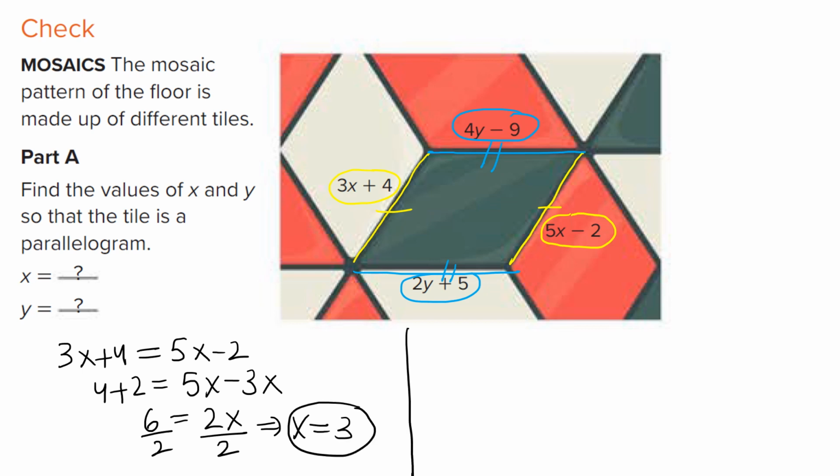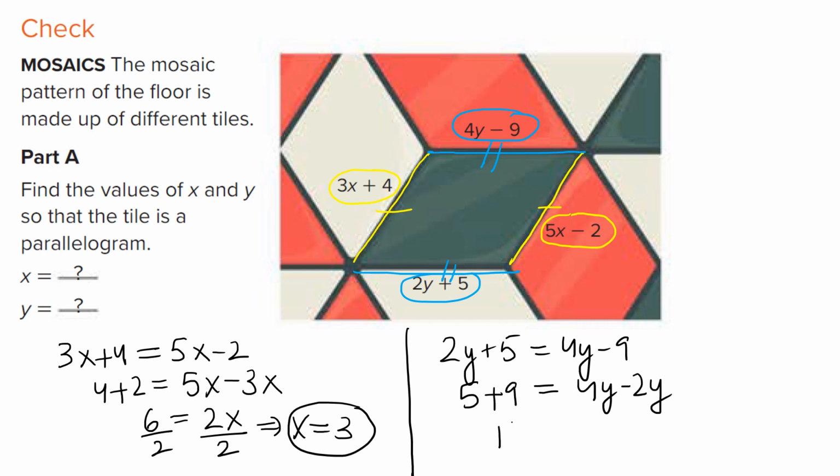Okay, let's find y for the opposite sides, these two. 2y plus 5 is equal to 4y minus 9. Solve for y. Take the 2y here, it becomes negative. 5 plus 9, so 14 is equal to 2y, or y is 7. So you have got your answers: x is 3, y is 7.